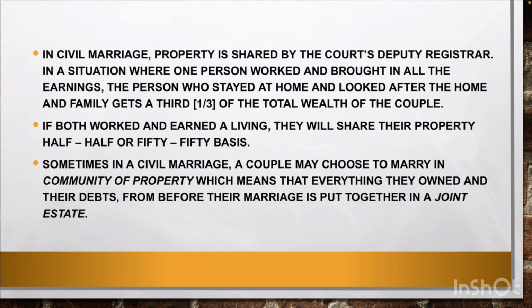In civil marriage, property is shared by the court's deputy registrar. In a situation where one person worked and brought in all the earnings, the person who stayed at home and looked after the home and family gets a third of the total wealth of the couple. If both worked and earned a living, they will share their property 50-50, half. But if you are just a wife, you only remained at home looking after the children, the house and other things, you just get a third of the total wealth here. This is how it is.